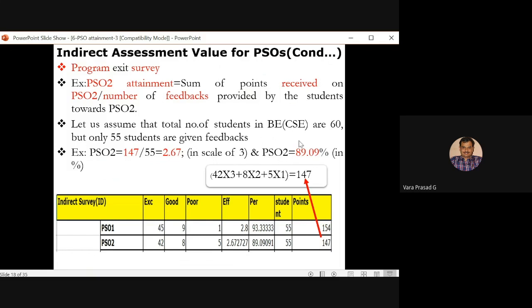For example, take PSO2. How many students are there in your class, final year? 60. Out of 60, suppose the number of students who gave feedback is 55. Why 55? I'm assuming that 5 students bunked the class or didn't come that day; there are n number of reasons. You assume that only 55 students gave feedback. Now, how do you calculate the PSO attainment value? This is the indirect attainment value.